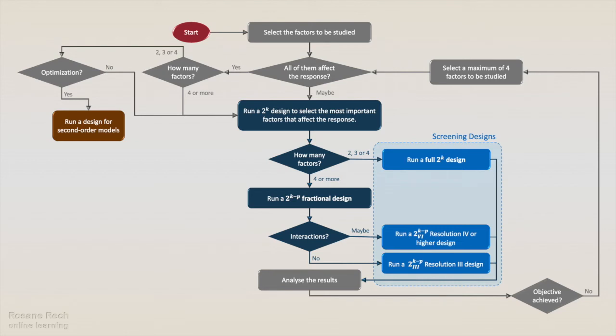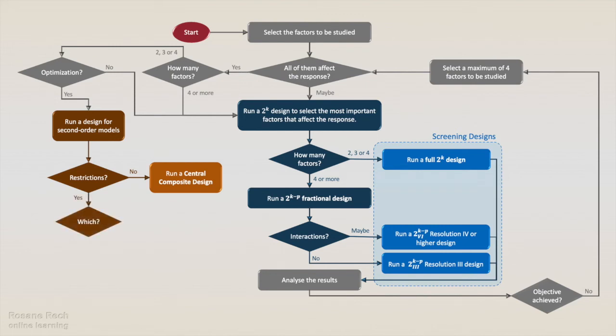And here an important note. We only run optimization designs with factors that knowingly affect the response. To select the design, we have to consider if we have any restriction for factor levels, some treatment combinations, or the number of runs. If we have no restrictions at all, we can run a central composite design. And this is the best scenario.